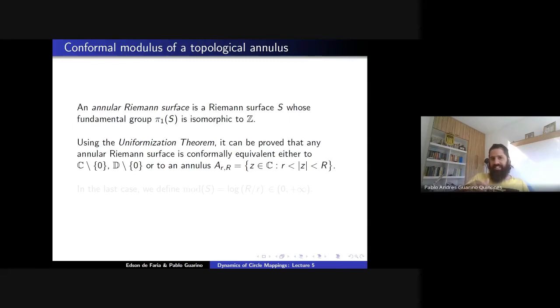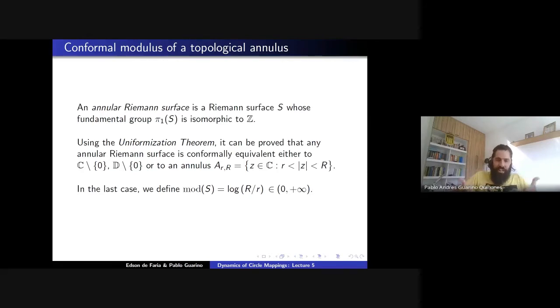We wrote this hint in chapter 11, so I hope it's okay. And in any case, whenever you are conformally equivalent to one of these round annuli, this ratio, capital R divided by little r, is almost what we will call the modulus. Actually, the modulus of your annular Riemann surface is the logarithm of this ratio between capital R and little r, okay? So this is a positive number, and somehow it is measuring how big or how fat your Riemann surface is.